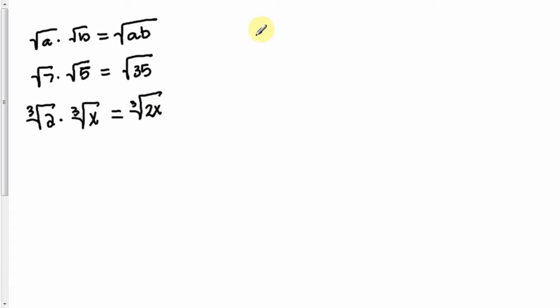Another example would be the square root of 5 times the square root of 20x. If we use our multiplication property, 5 times 20 is 100x. And then we can take the square root of 100. What is the square root of 100? 10, but we cannot take the square root of x. So we're left with 10 times the square root of x.